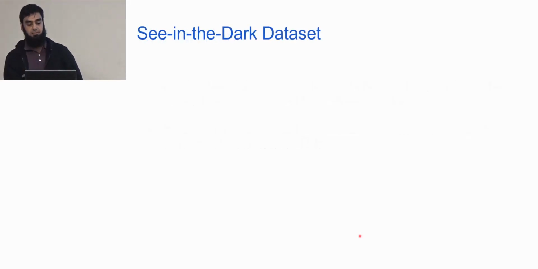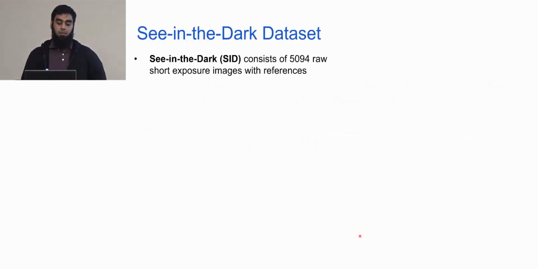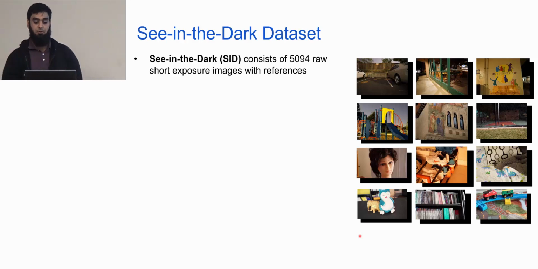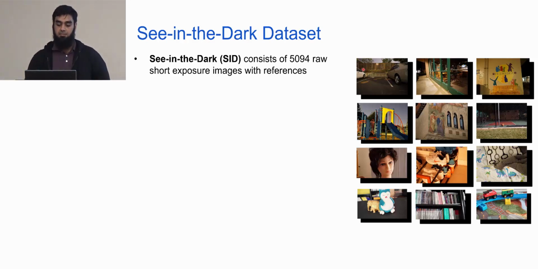Let's talk about the data set a little. It consists of about 5,000 raw short exposure images, and each of these short exposure images is linked with a reference image that serves as the ground truth. In this case, this particular scene has still been recorded in low light, but because of the various settings, it appears to be brightly lit. And that serves as the reference image.